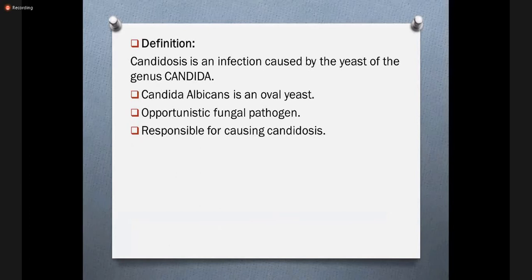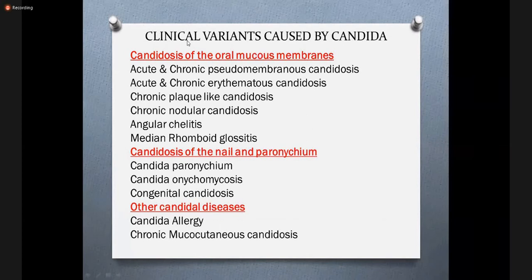Okay, candidiasis, clinical variants caused by Candida. Candidiasis of the oral mucous membrane can present as acute and chronic pseudomembranous candidiasis, acute and chronic erythematous candidiasis. In erythematous, there is only erythema. It can be acute, it can be chronic. Acute is usually due to antibiotics, while chronic is usually due to dentures. Okay, and acute and chronic pseudomembranous candidiasis is usually seen in immunosuppression. Chronic plaque-like candidiasis, chronic nodular candidiasis, angular cheilitis, which is also common, median rhomboid glossitis. These are the variants of oral mucous membrane candidiasis.